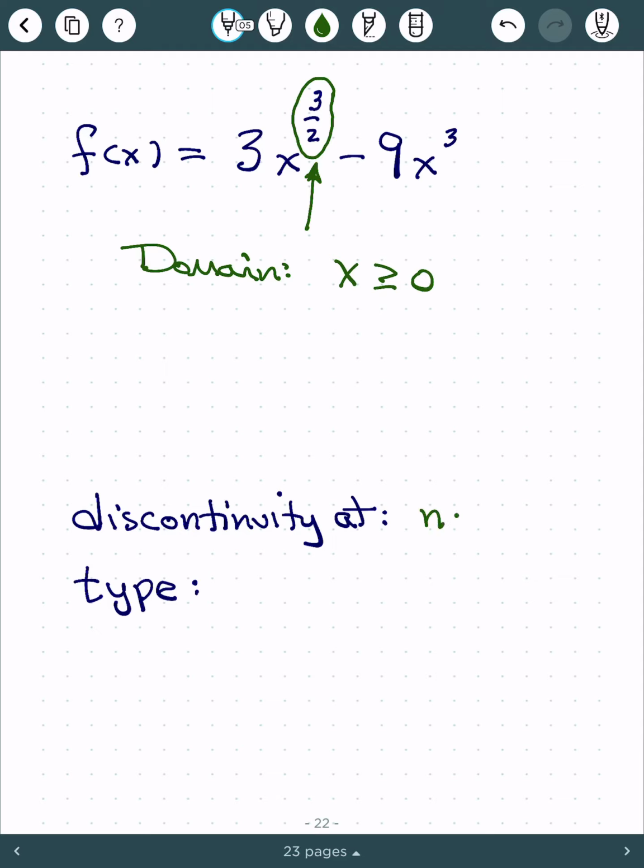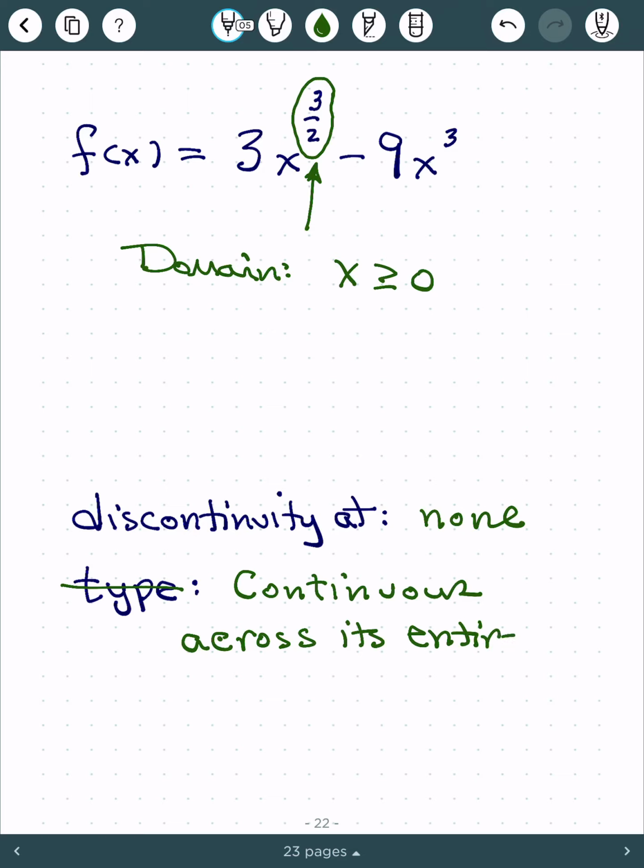So there are no discontinuities. And this function is continuous across its entire domain. So you can see not all functions have discontinuities. Some of them can be continuous, even if you have to restrict them to only being continuous on their own domain.